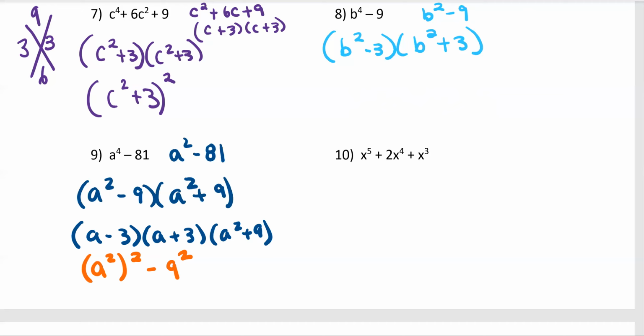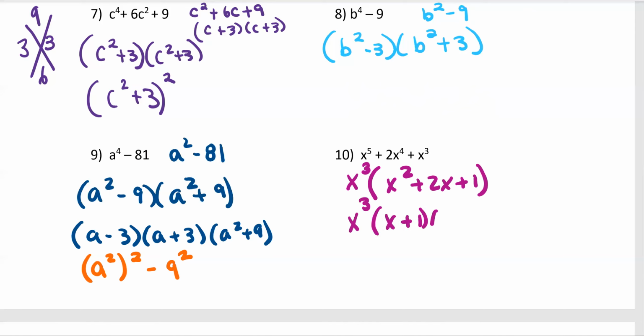Number 10, they have a common factor, x cubed. And then we need the factors of 1 that add to 2. So you can write your answer as either of the last 2 lines.